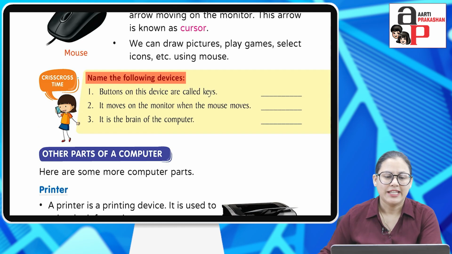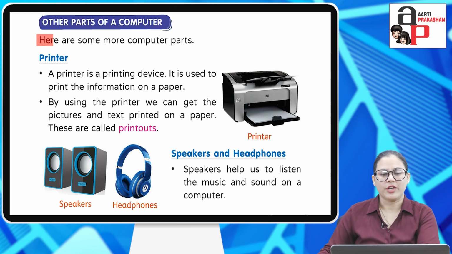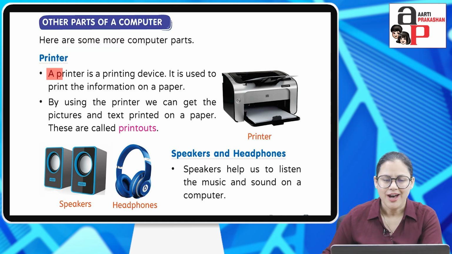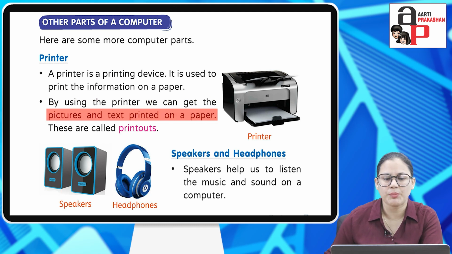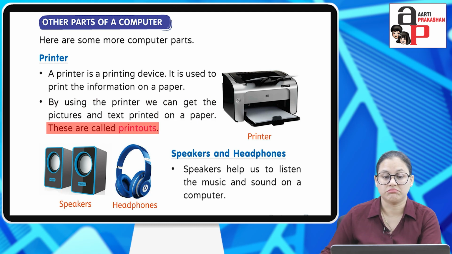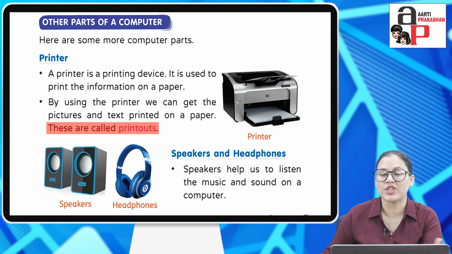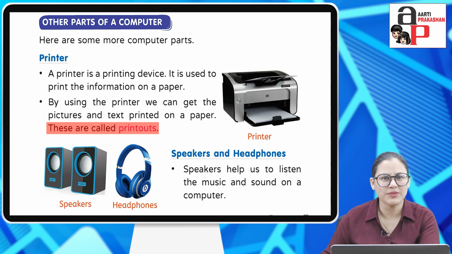Now, other parts of a computer. Here are some more computer parts. First one is printer. A printer is a printing device. It is used to print information on paper. By using the printer, we can get pictures and text printed on paper. These are called printouts. As the name suggests, it is a printing device. Okay, and see, this is the picture of a printer.